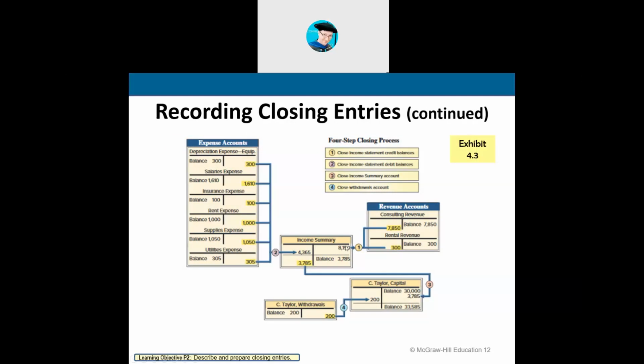So we take total revenue and total expenses. Revenue minus expenses equals net income. Net income goes onto the statement of owner's equity.